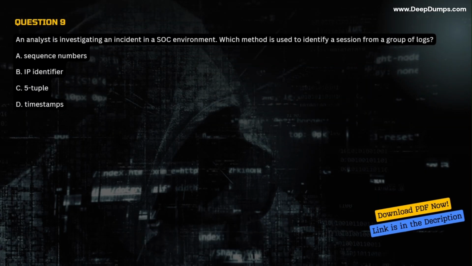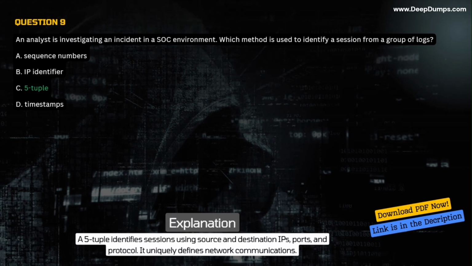Question 9. An analyst is investigating an incident in a SOC environment. Which method is used to identify a session from a group of logs? A. Sequence numbers. B. IP identifier. C. 5-tuple. D. Timestamps. Correct answer C. 5-tuple. Explanation. A 5-tuple identifies sessions using source and destination IPs, ports, and protocol. It uniquely defines network communications.